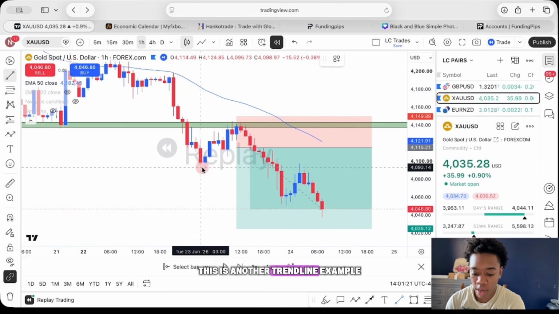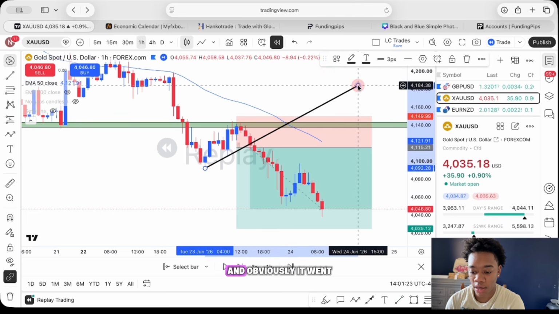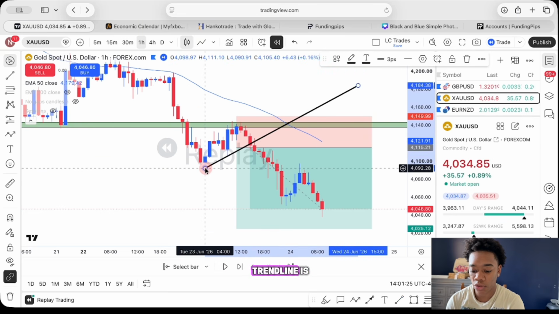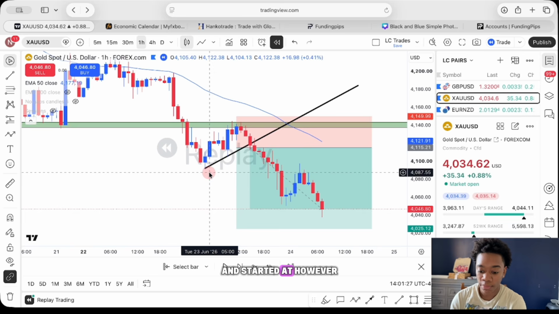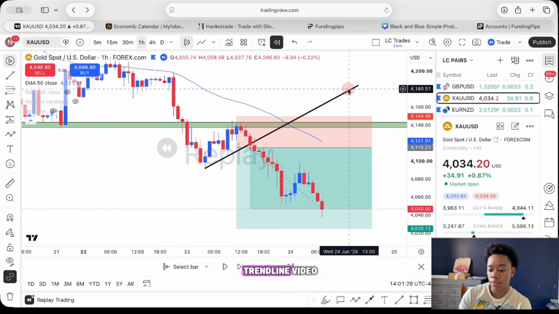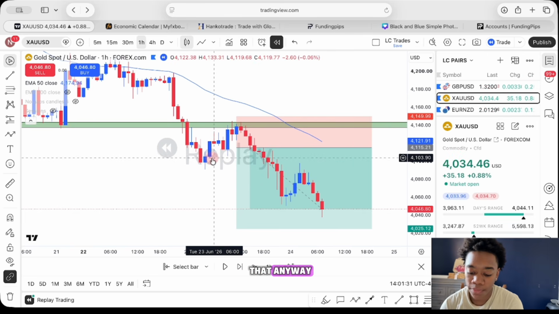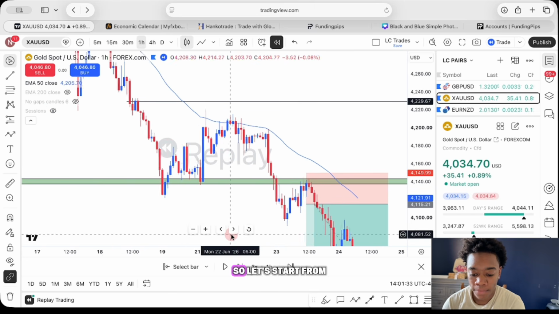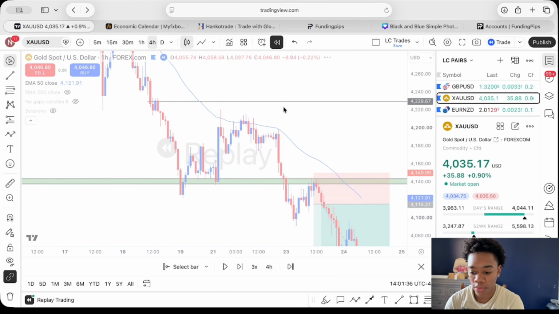This is another trend line example and breaking the trend line. And obviously it went to exactly where the trend line is and started at. However, I will make a trend line video. Let's get rid of that. Anyway, so let's start from the 4 hour.